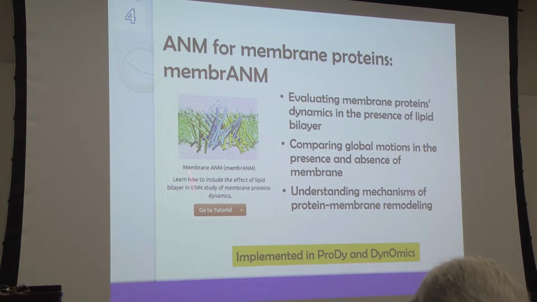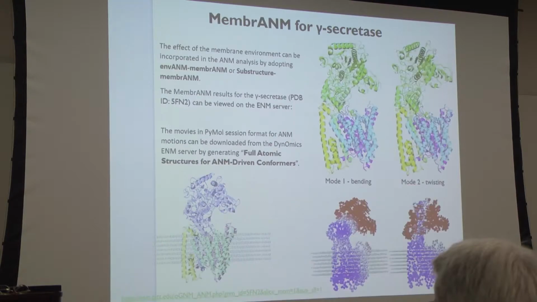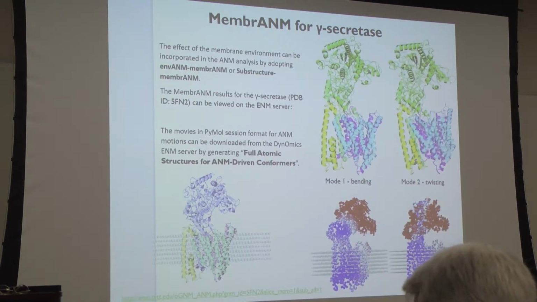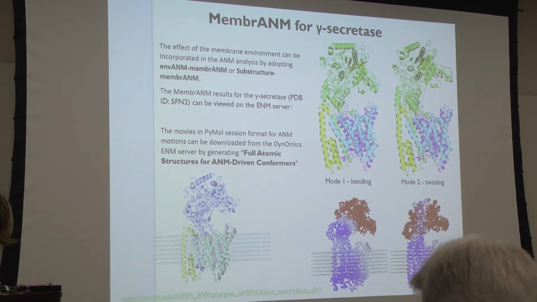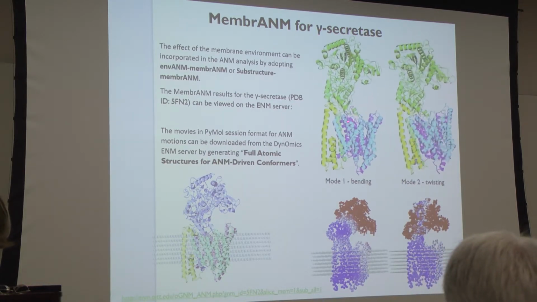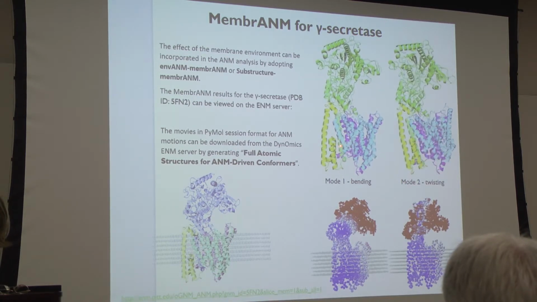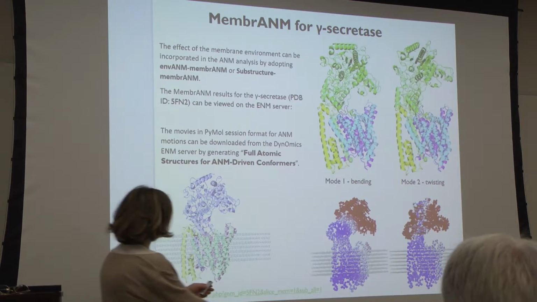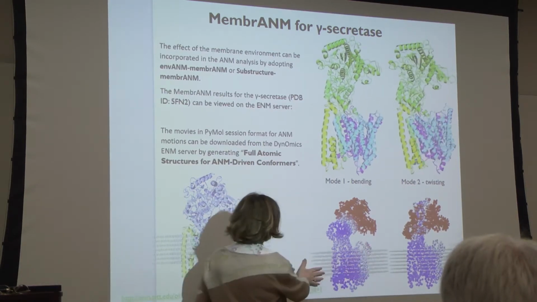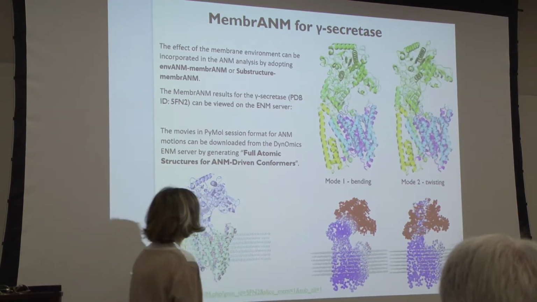So you can use either ProDy or dynamics for that. The same theory has been implemented. I'm sure some of you will like it better to use dynamics, but ProDy has more features in general. And that is the example I think Honchan showed yesterday for a membrane protein, the gamma secretase. So this is the gamma secretase, this is the transmembrane region, and then there's this extracellular part.